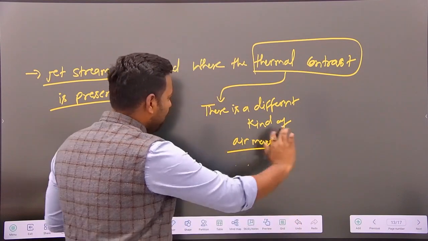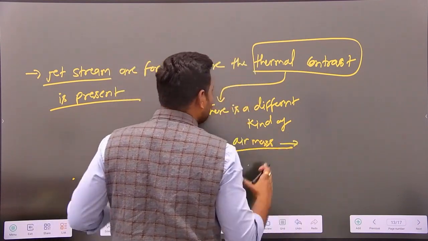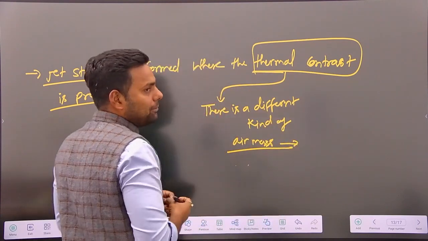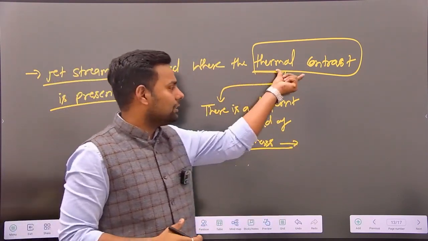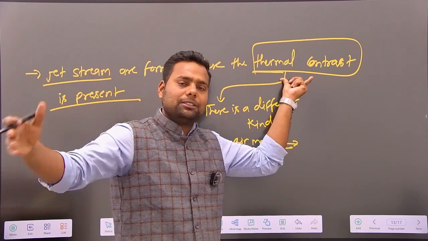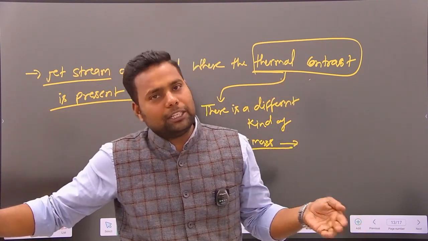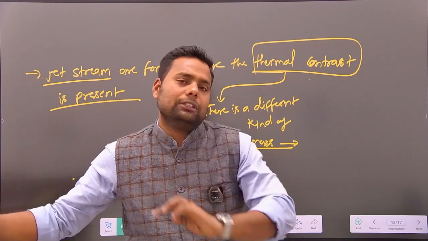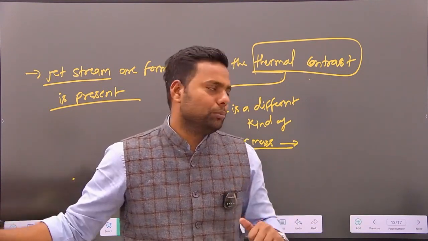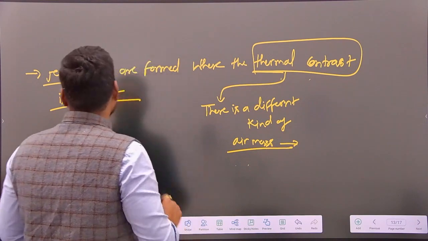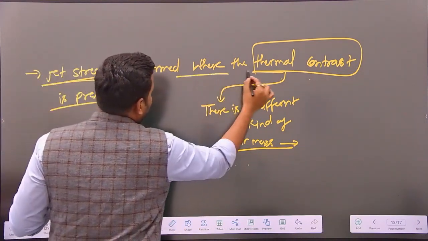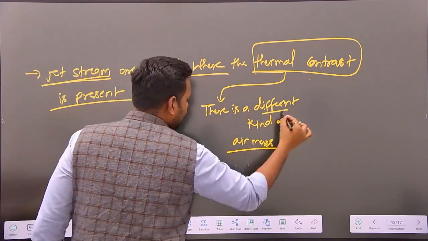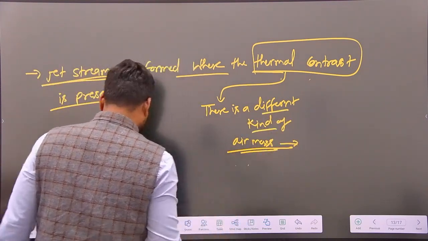When two opposite characters of air masses meet together, it means there is a thermal contrast, because one air mass has a different type of humidity and temperature, and the second air mass also has a different type of temperature and humidity. I hope that is clear. It means jet streams are formed where the thermal contrast is present and there are different kinds of air masses.